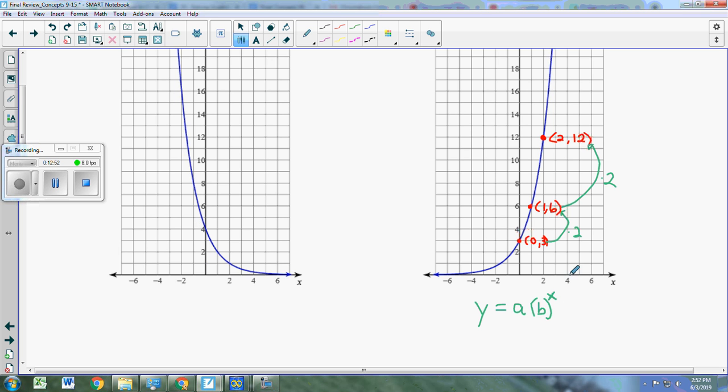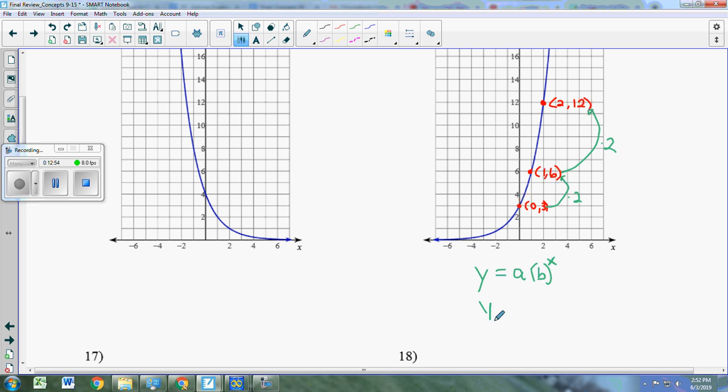Okay, so it's y equals, A is our y-intercept, so that's 3. And then B is our scalar factor. So what are we multiplying by as we go to bigger values? Okay, so we're multiplying by a whole number of 2. In this case, it was pretty easy to do mentally.